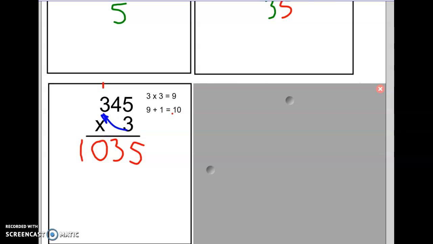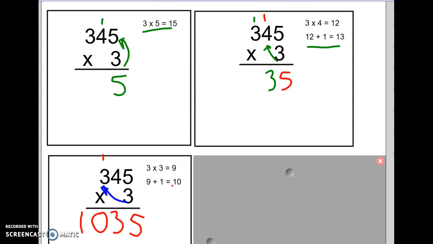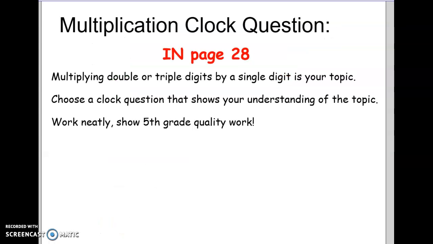One more step in this video. So the multiplication clock question. At the bottom of page 28, you are going to complete a multiplication clock question. Remember, you can find the clock question options at the front of your interactive notebook. Your topic is multiplying double or triple digits by a single digit.